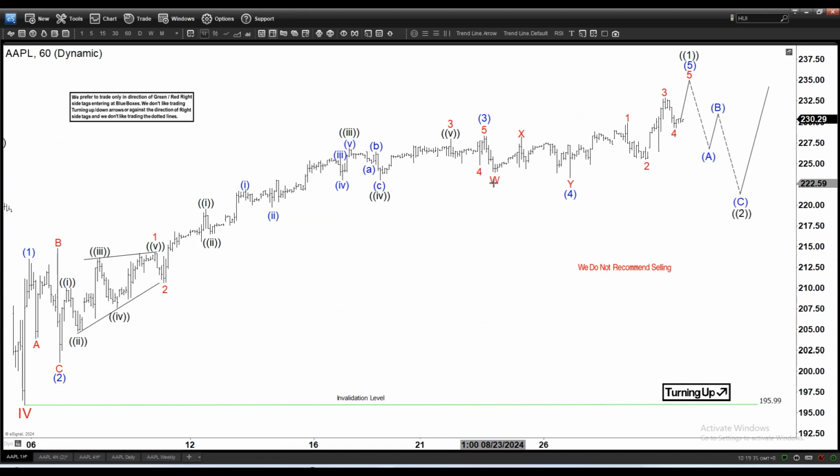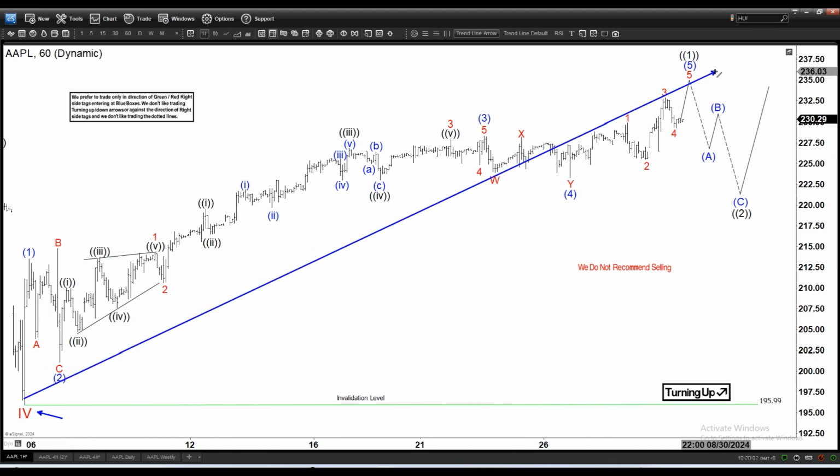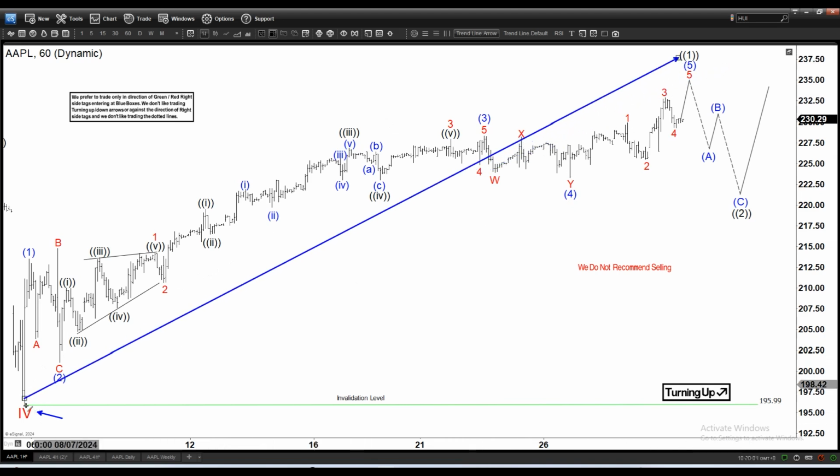Today is August the 30th and the chart of the day for today is Apple, 60 minutes time frame here. So we can see right here we ended with 4 and this is a cycle degree here, and from there we have started to turn higher, so that means we are turning higher with 5 in the cycle degree. And within the wave 5, we should be close to finishing 1 of 5.